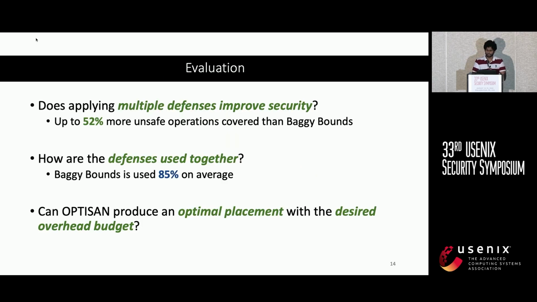Here I'll highlight a few of the research questions that we've answered. There are more results in the paper. The first and most important question is, does this combination of defenses help improve security? And more concretely, does it help cover more unsafe operations? Across all the benchmarks that we evaluated, we see a maximum improvement of up to 52%. The second question is, how are the defenses used together? We find that Baggy Bounds tends to be used more, around 85% of the time, and in the next slide, we'll see why. And the last part is that since we focus so much on performance, we want to evaluate the precision of our system. That is, given an input budget of 5%, how do we do? Do we shoot up to 10?